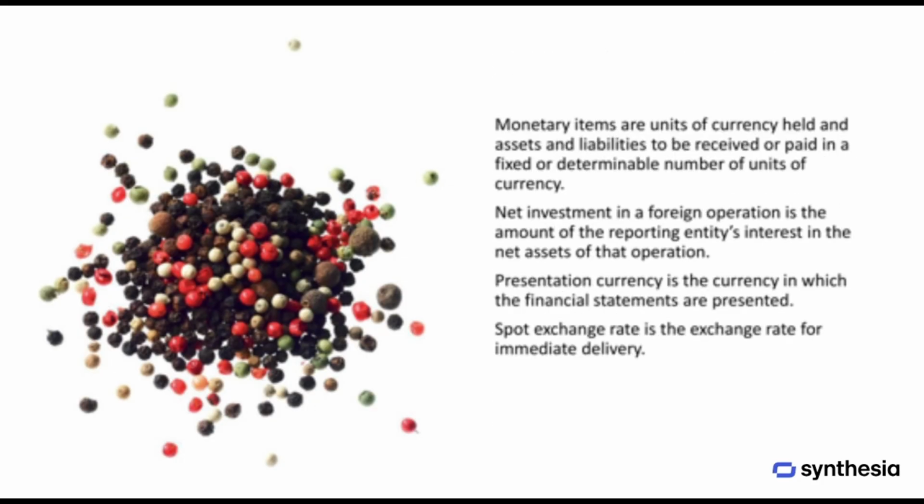Now, let's look at a few final definitions that are essential for understanding the standard. Monetary items include cash and any assets or liabilities that are to be received or paid in a fixed or clearly defined amount of currency. A net investment in a foreign operation refers to the total interest a company has in the net assets of one of its foreign branches, subsidiaries, or similar entities. The presentation currency is the currency in which a company chooses to present its financial statements, which may be different from the currency it normally operates in. Lastly, the spot exchange rate is the rate at which one currency can be exchanged for another for immediate delivery.